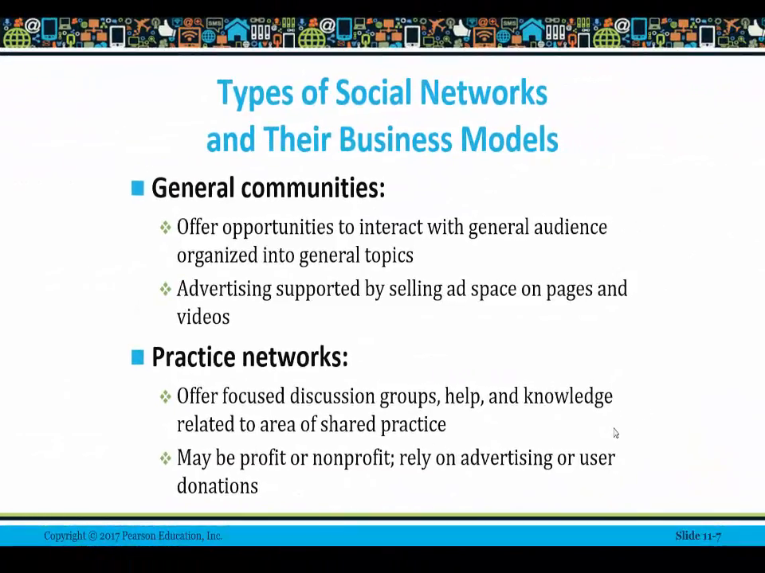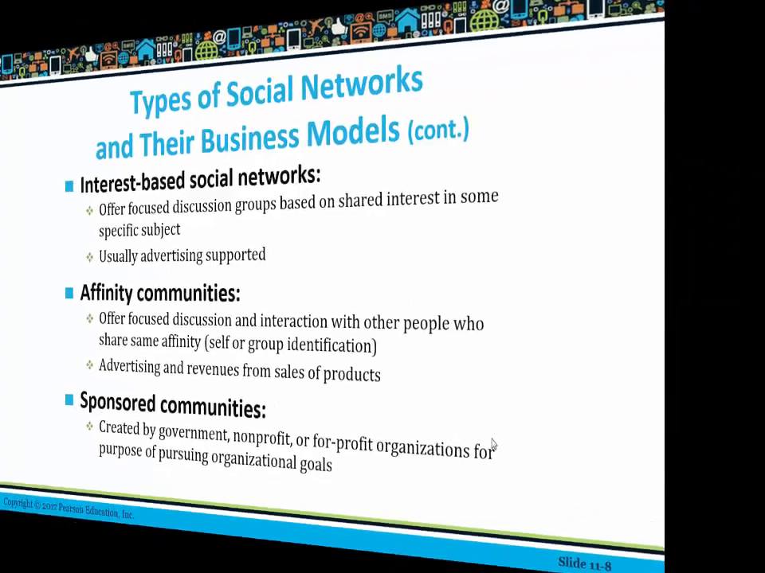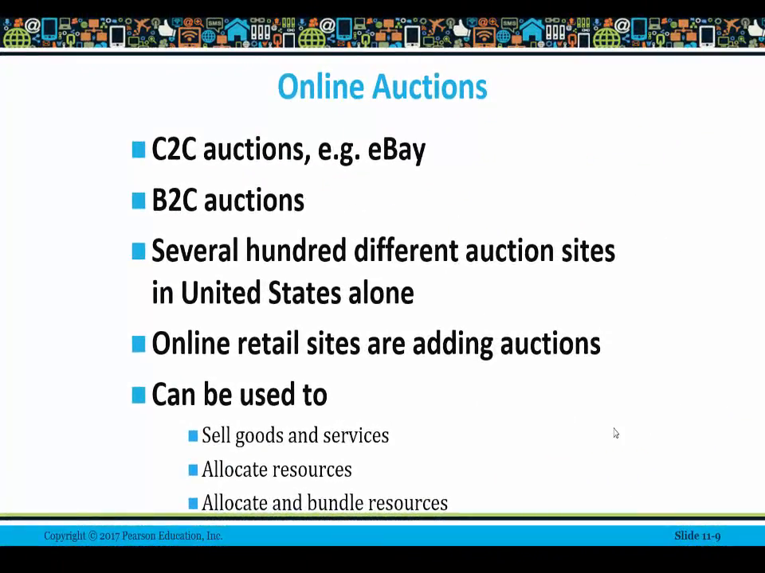Now let's consider types of social networks and their business models. Interest-based social networks, affinity communities, and sponsored communities. They are the types of social networks. Now a new topic, auctions. Auctions are the most successful form of B2C and C2C e-commerce. The future growth in auctions is expected to be strong, and the fastest growing segment is expected to be B2C auctions sponsored by traditional fixed price merchants.